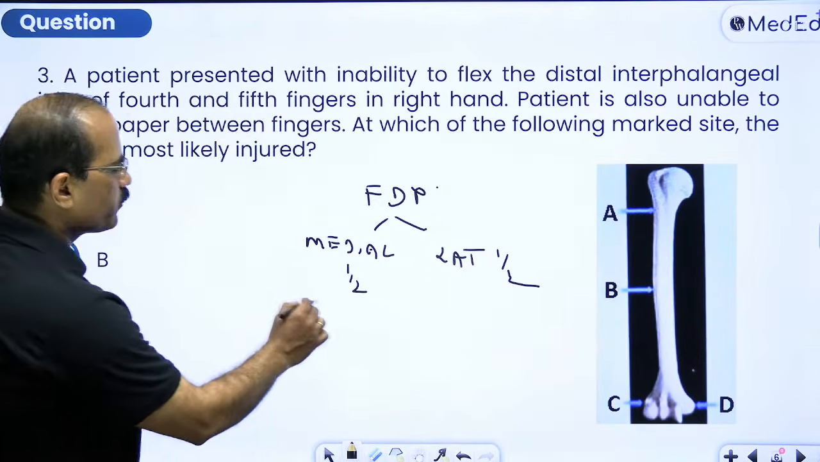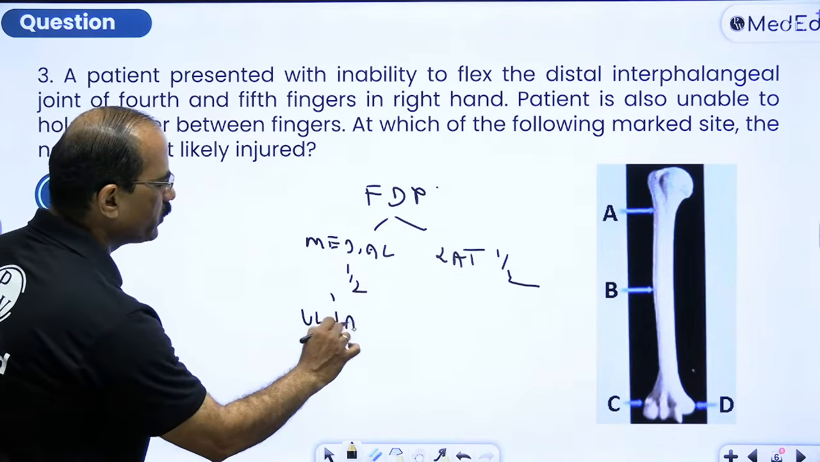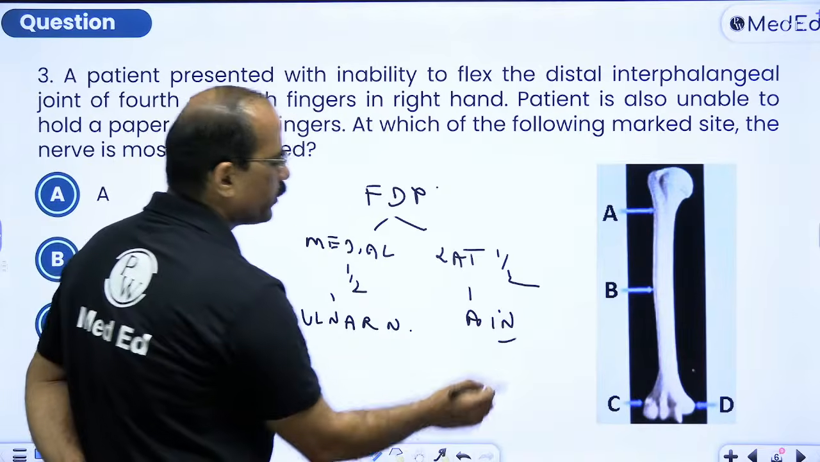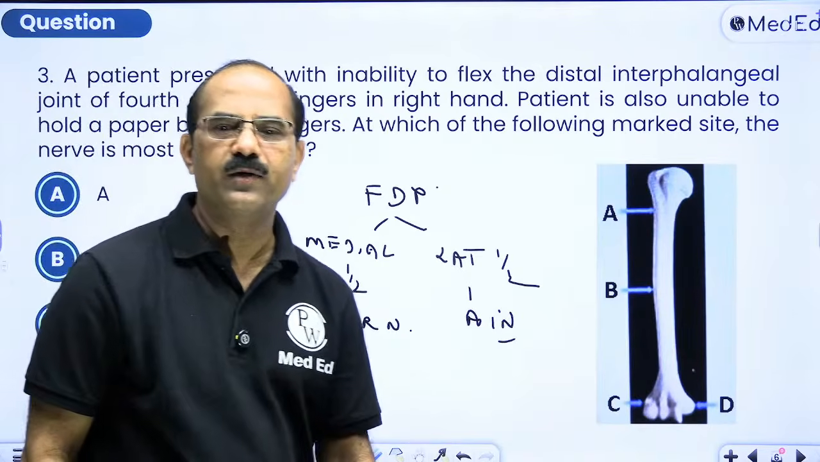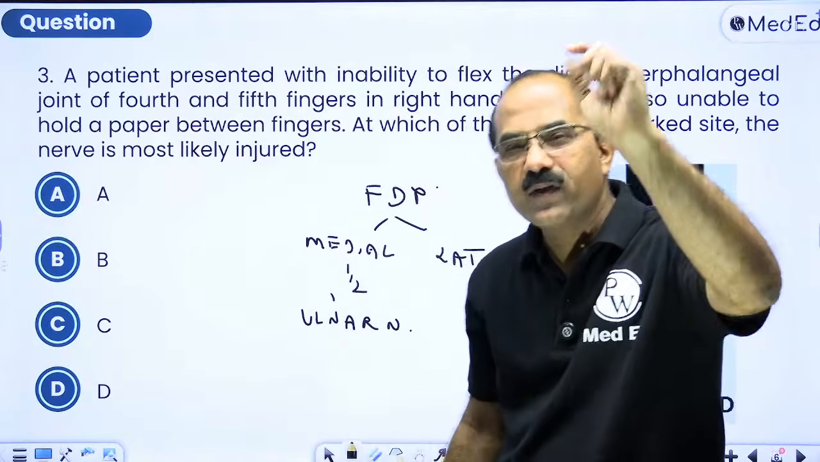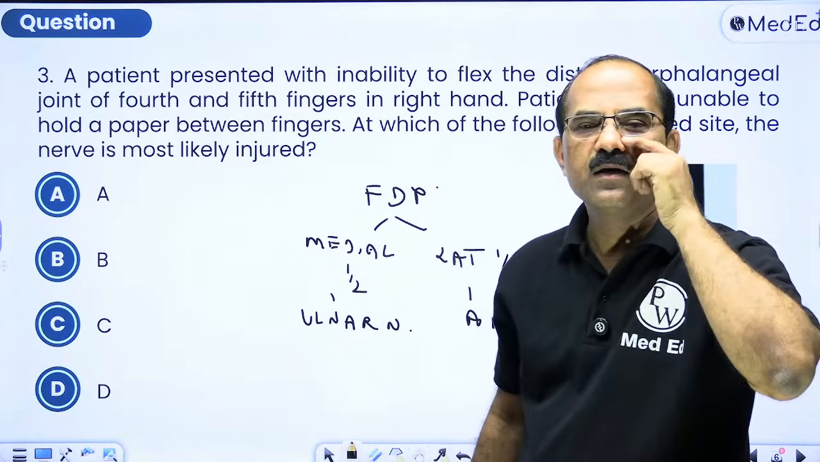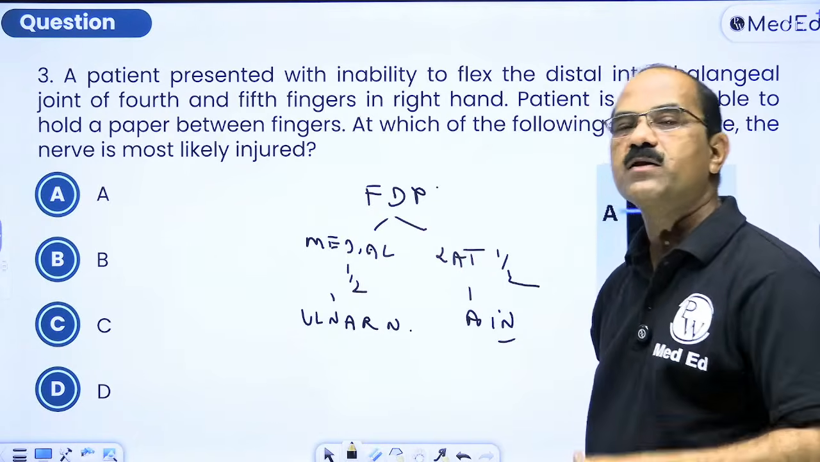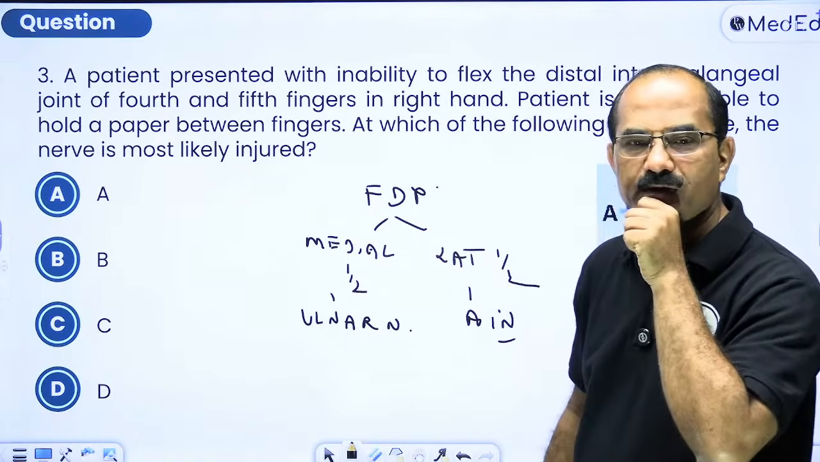The medial half is supplied by which nerve? Ulnar nerve, and the lateral half is supplied by the anterior interosseous nerve. Anterior interosseous nerve. So distal interphalangeal joints को कौन flex करेगा? Flexor digitorum profundus. हाँ, उसका medial half is supplied by ulnar nerve, the lateral half is supplied by the anterior interosseous nerve.